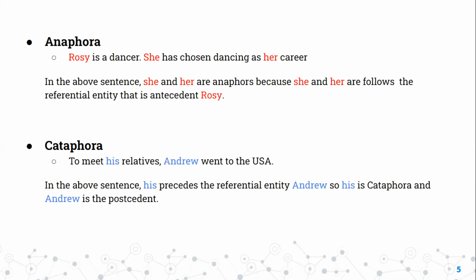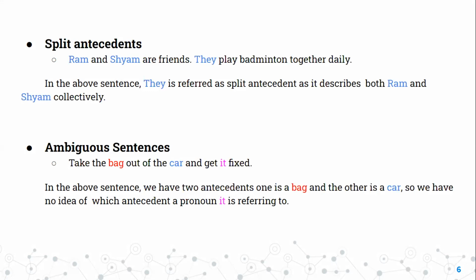Whereas cataphora is quite the opposite of anaphora. Let's see this with an example. To meet his relatives, Andrew went to USA. Here, as the pronoun his precedes the noun Andrew, the pronoun his becomes the cataphora, and the noun Andrew becomes the postcedent. And coming to split antecedents: Ram and Sham are friends. They play badminton together daily. Here the pronoun they refers to both Ram and Sham collectively, so the pronoun they is called a split antecedent.